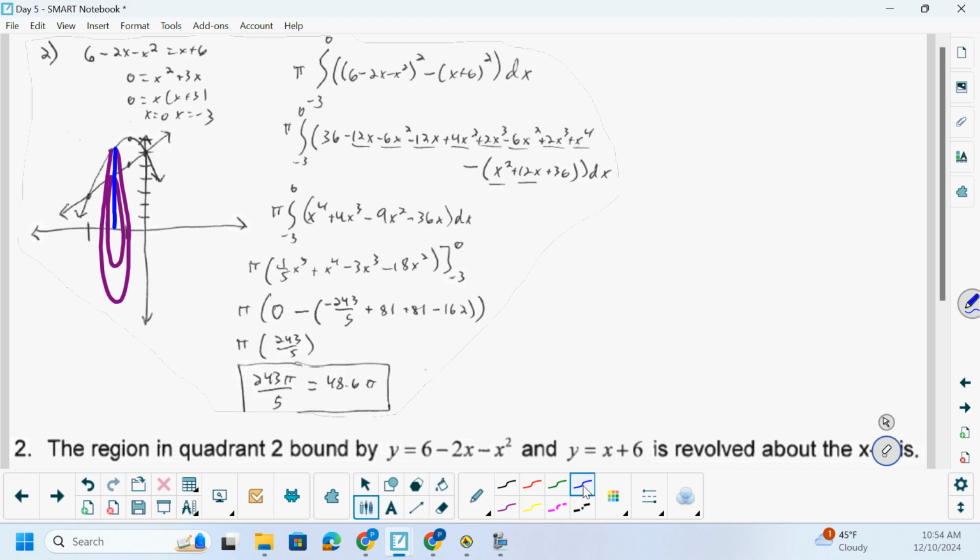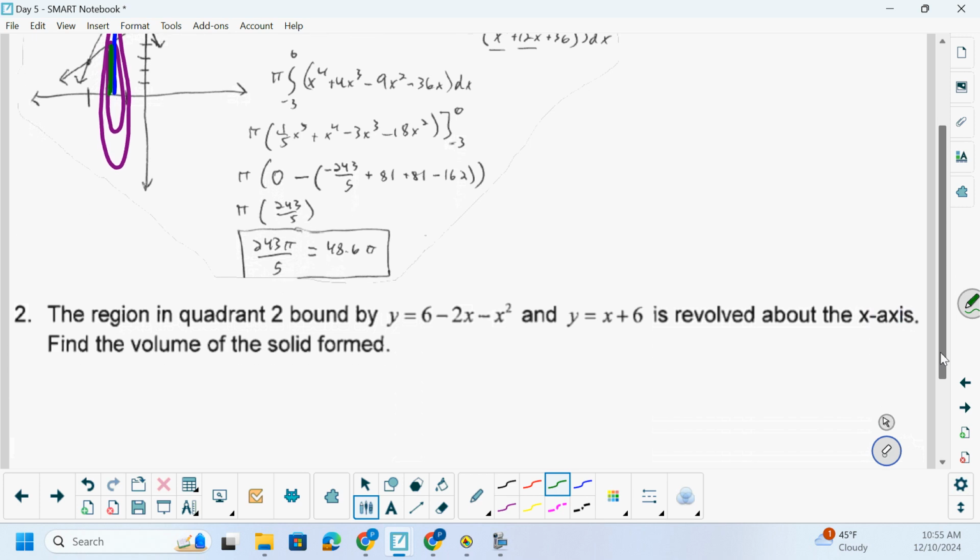Top minus bottom, we've got the quadratic minus 0. So that gives us this first radius. Our inner radius right here would be line minus 0 if we do top minus bottom. That gives us the x plus 6. Then from there, we had to do a little bit of calculating to multiply those out, combine like terms. Our bounds went from -3 to 0, and when we subbed in, you eventually got 243 pi over 5, or 48.6 pi.